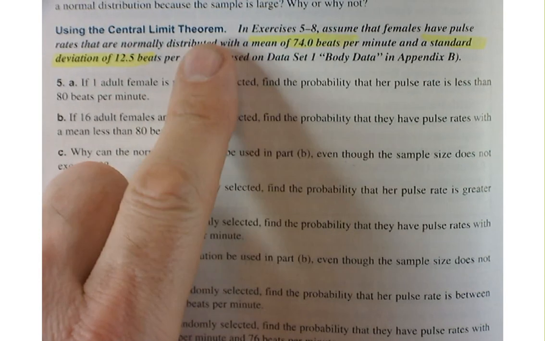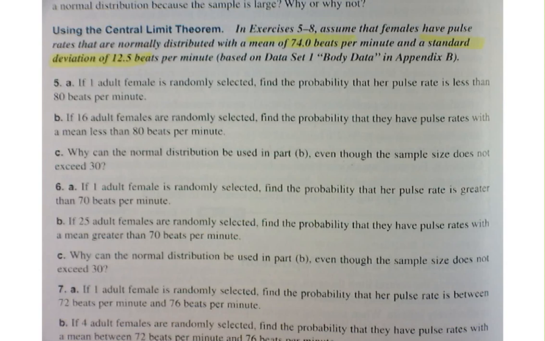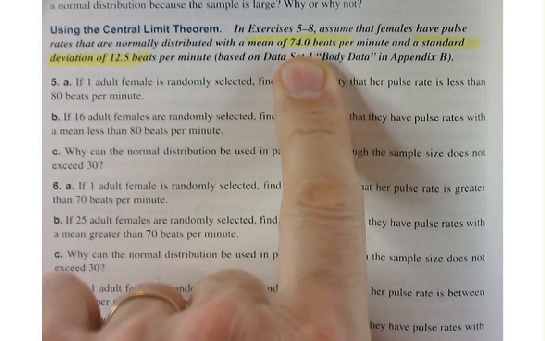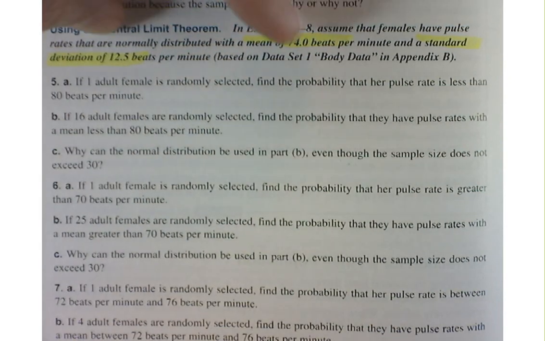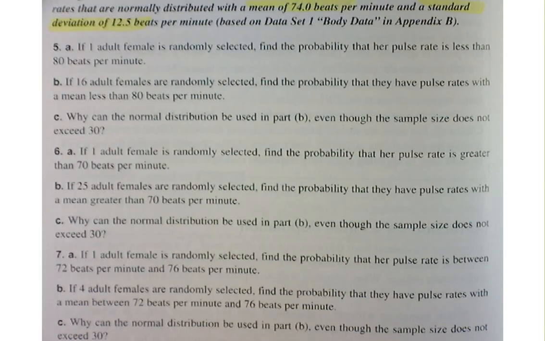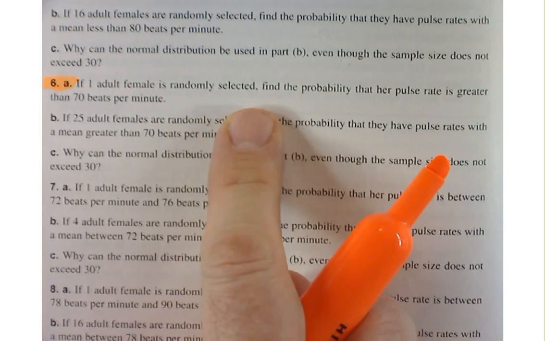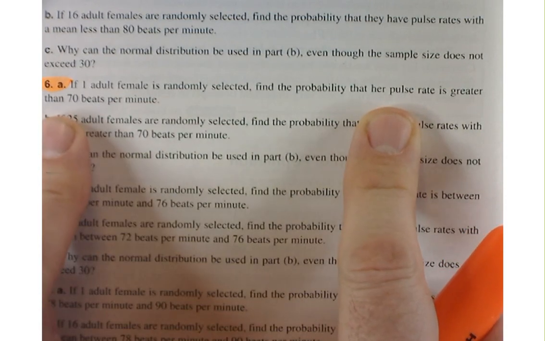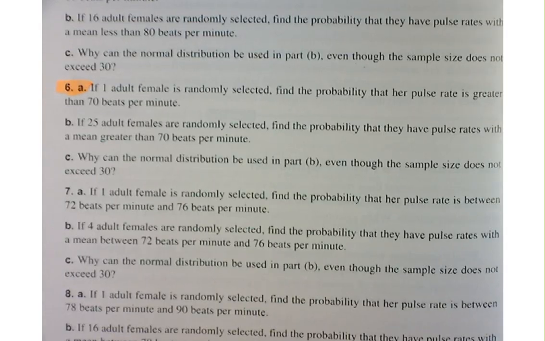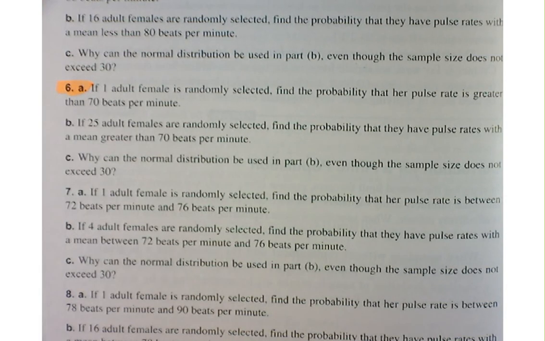So it says, use the central limit theorem. And exercises 5 through 7 assume that women have pulse rates which are normally distributed with a mean of 74 beats and a standard deviation of 12.5 beats. So we're going to write down this information and then use it to answer questions here for problem number 6. If one adult female is randomly selected, find the probability that her pulse rate is greater than 70 beats per minute. You might want to open up a Google Sheet here. And then if 25 adult females are randomly selected, find the probability that they have a pulse rate with a mean greater than 70 beats per minute.